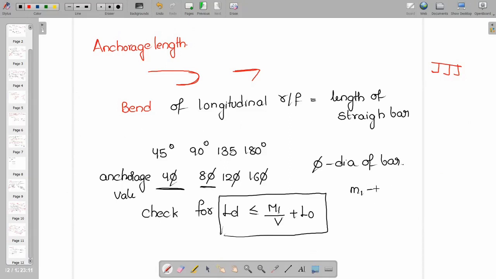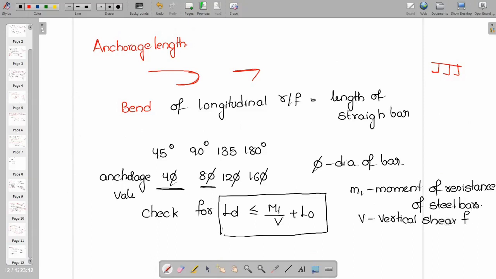M1 is the moment of resistance of steel bars. And V is the vertical shear force at the section.